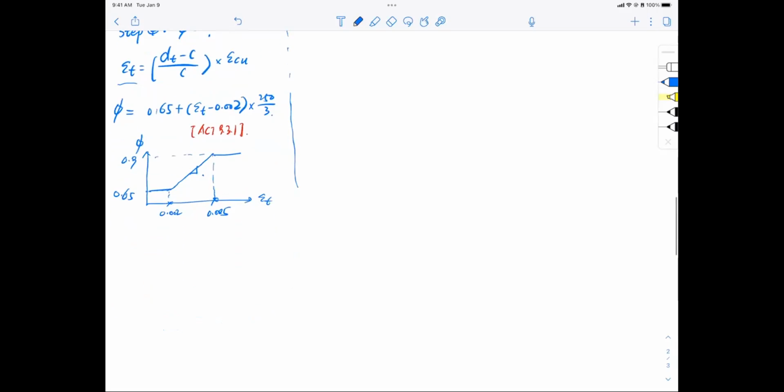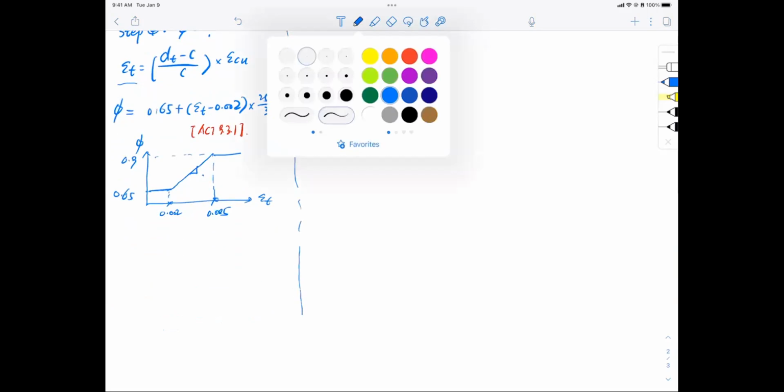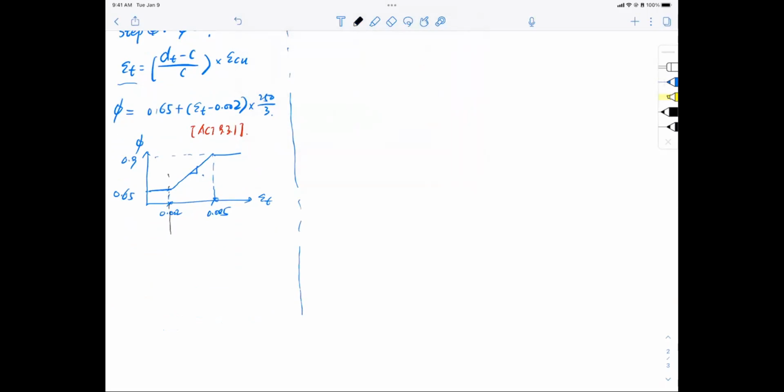And just to help you out here, in terms of the stress state, this is the tension controlled limit. Okay, and this is called over reinforced. Okay, and this is under reinforced. Okay, in between, the transition zone. Okay, so that is how you determine phi.